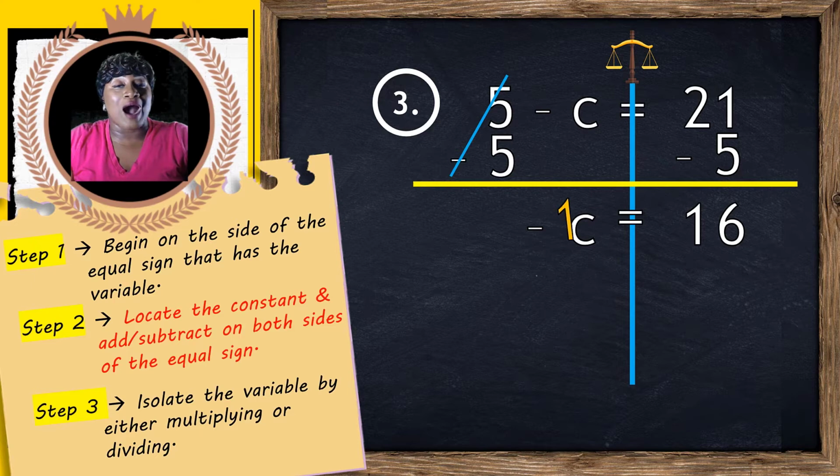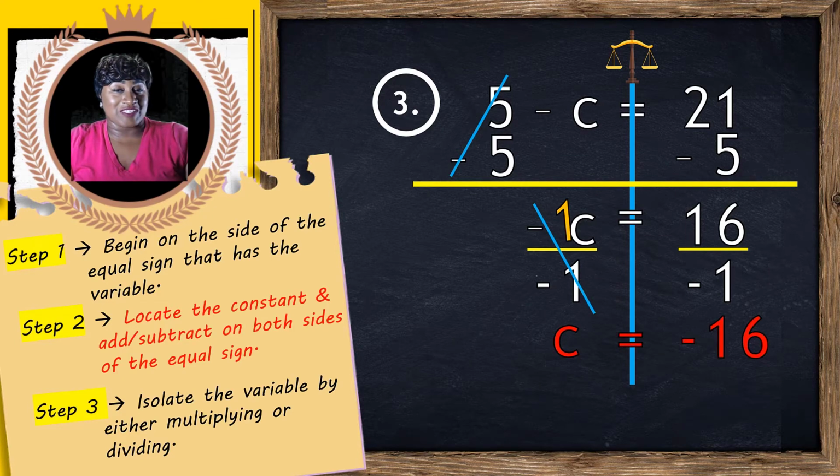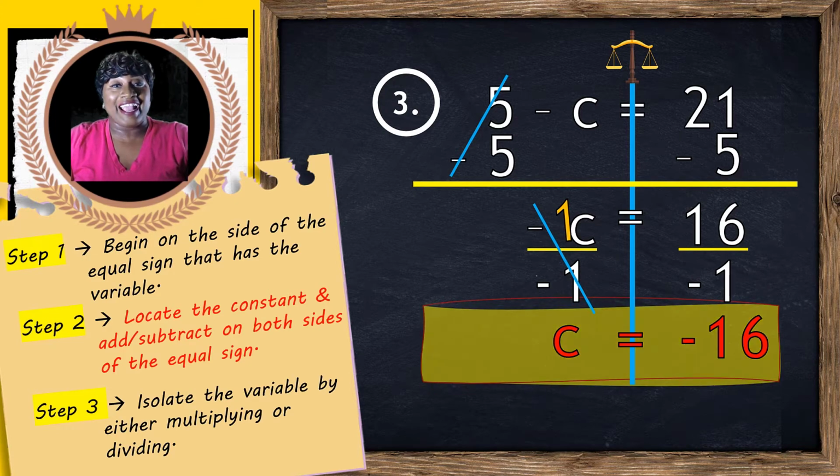So in order to isolate c, we must divide both sides by negative 1, since the inverse of multiplication is division. This will leave us with c equals negative 16. Therefore, our final answer is c equals negative 16.